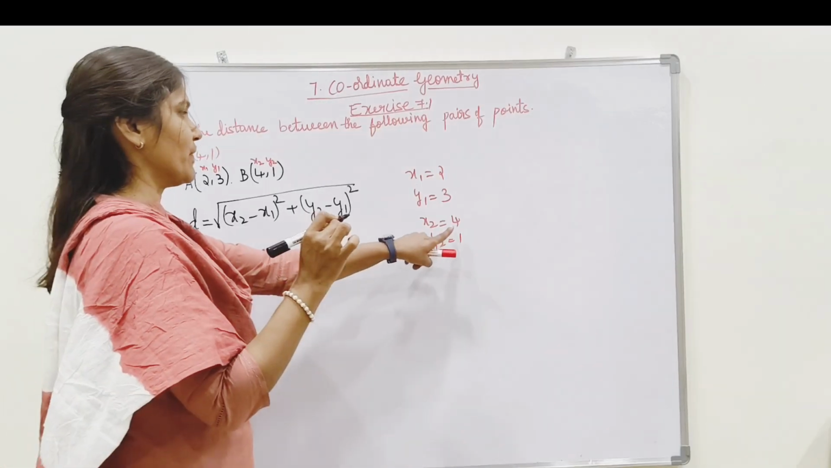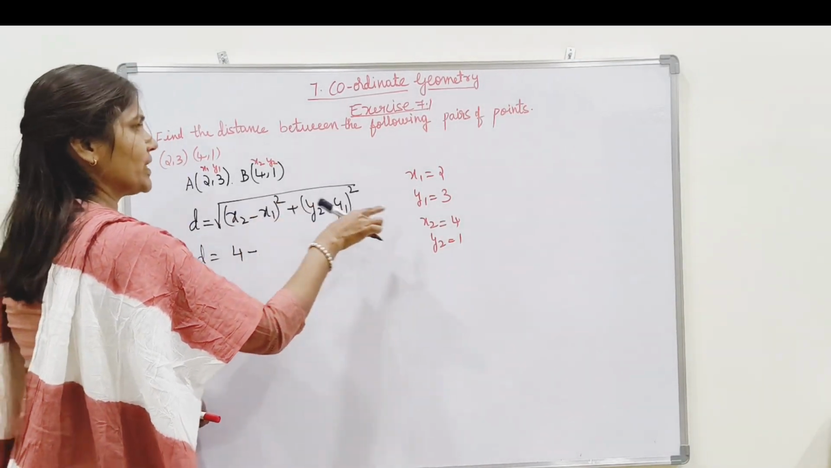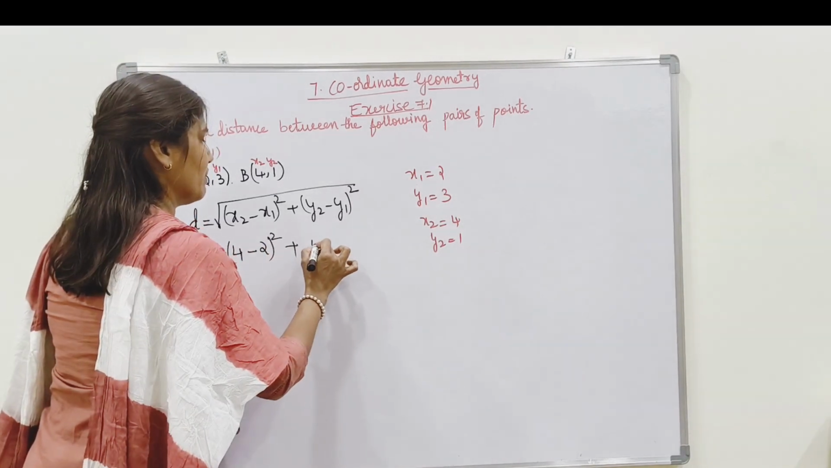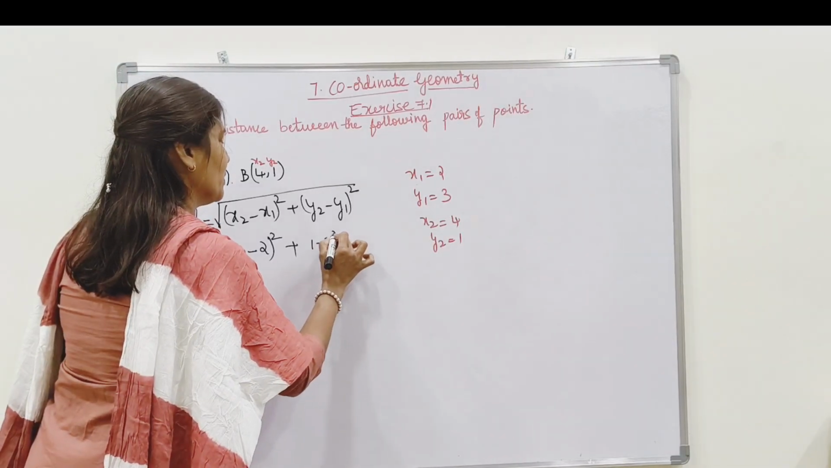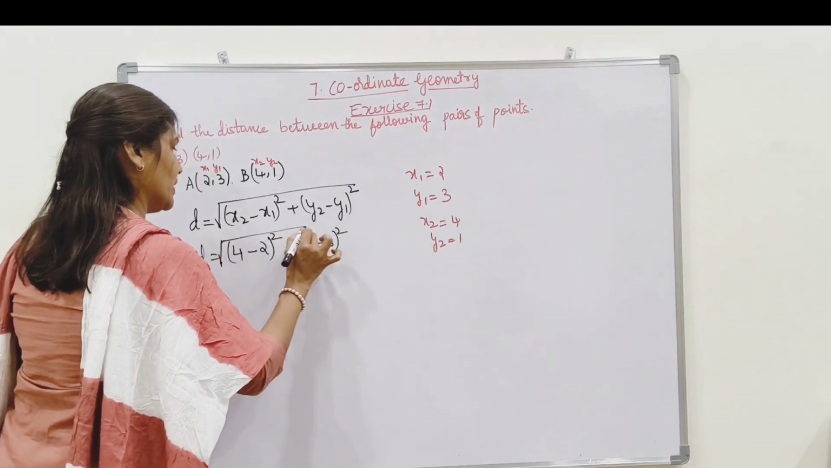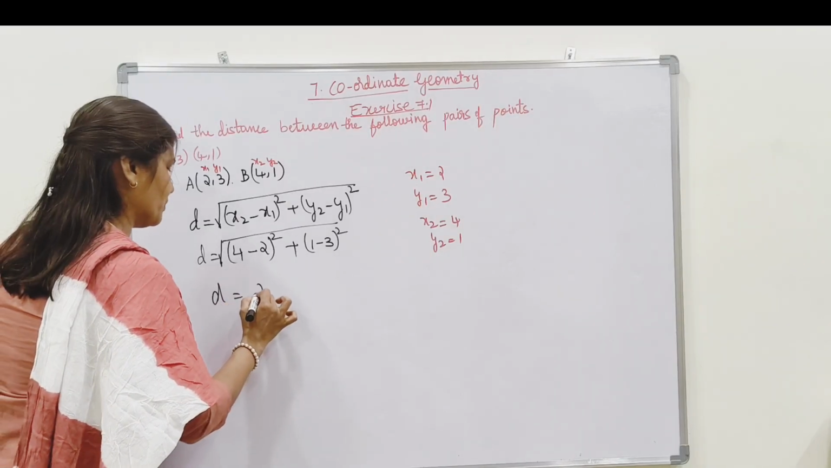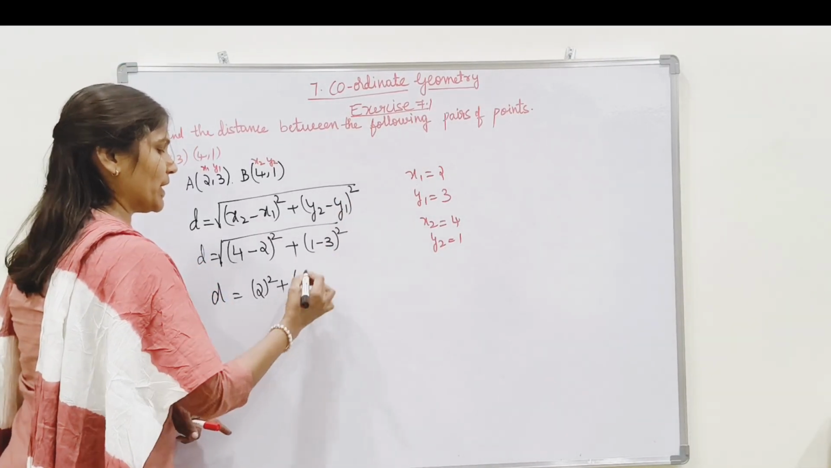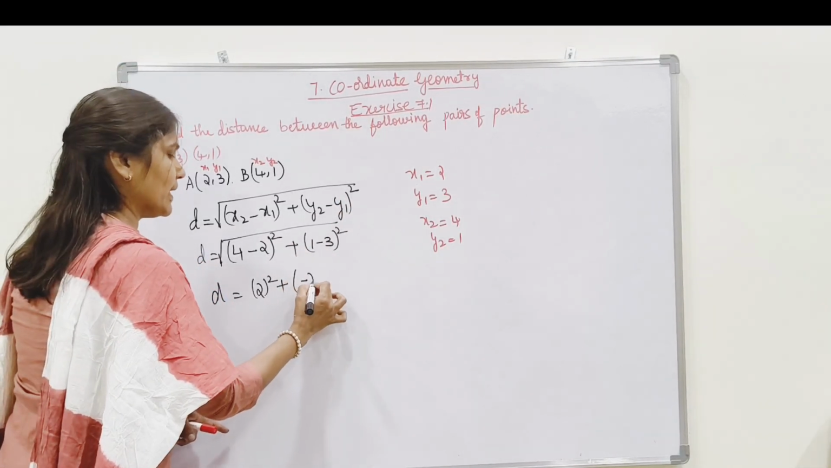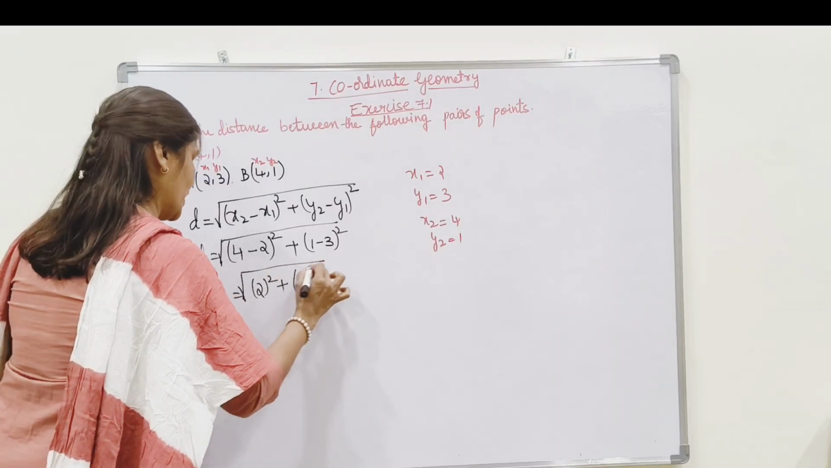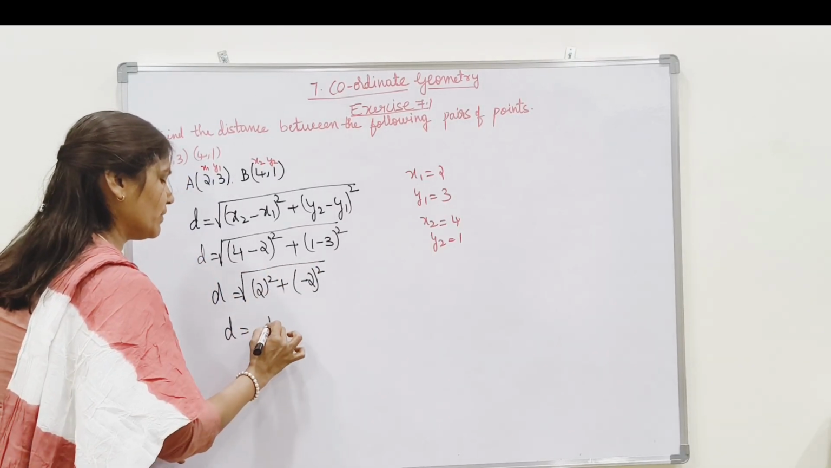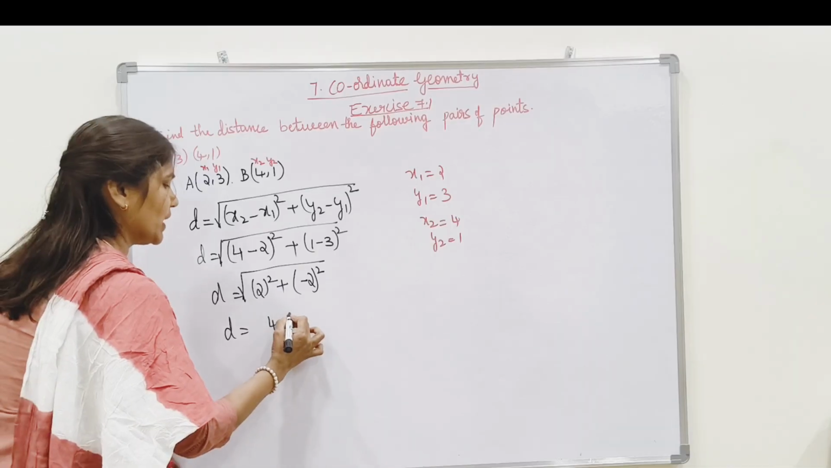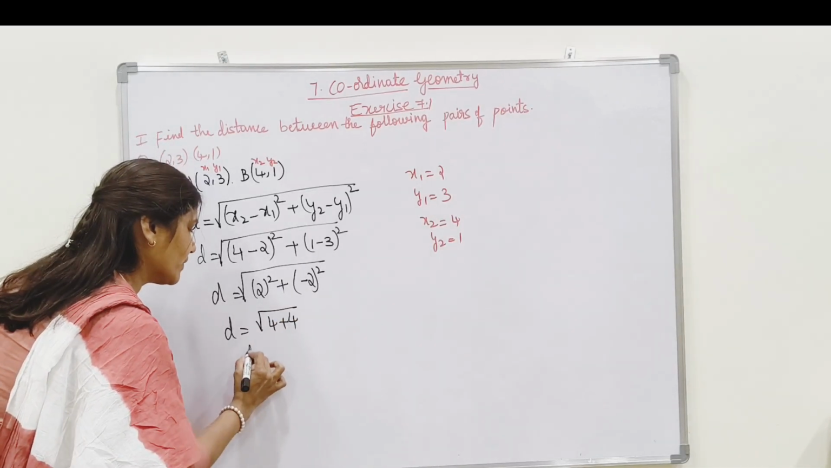See here, D is equal to x2, which is 4, minus x1, which is 2, whole square, plus y2, which is 1, minus y1, which is 3, whole square, under root. Now D is equal to (4 minus 2), that is 2 square, plus... small number to big number gives minus, so 1 minus 3 is minus 2, whole square, under root. Now 2 square is 4, minus into minus becomes plus, so 2 twos are 4, under root. So what is the answer?